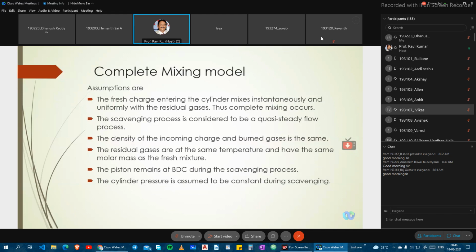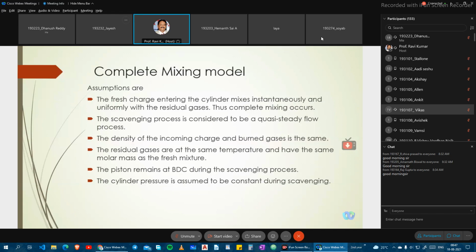The scavenging process is considered to be a quasi-steady flow process. You know what a quasi-steady flow process is? Anybody can tell? Thermodynamics? The process takes place at a slow rate, and therefore equilibrium is maintained between the system and the surroundings.